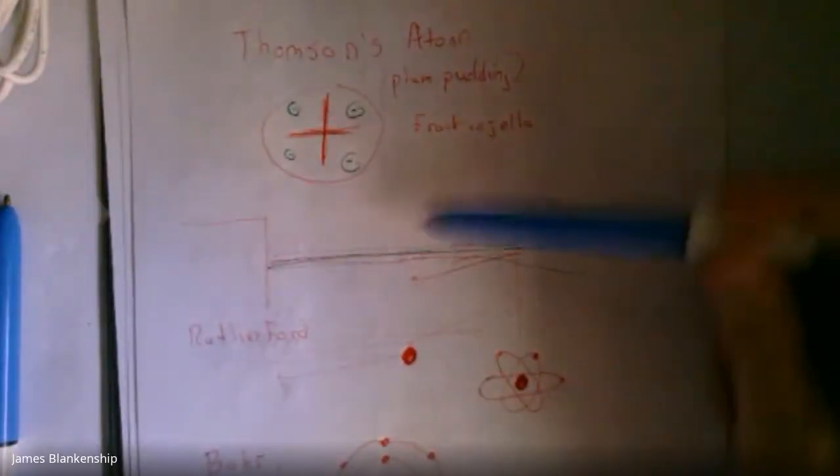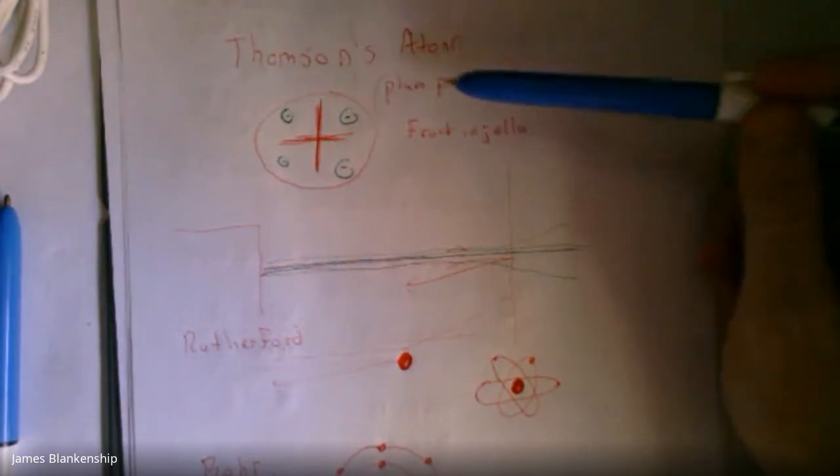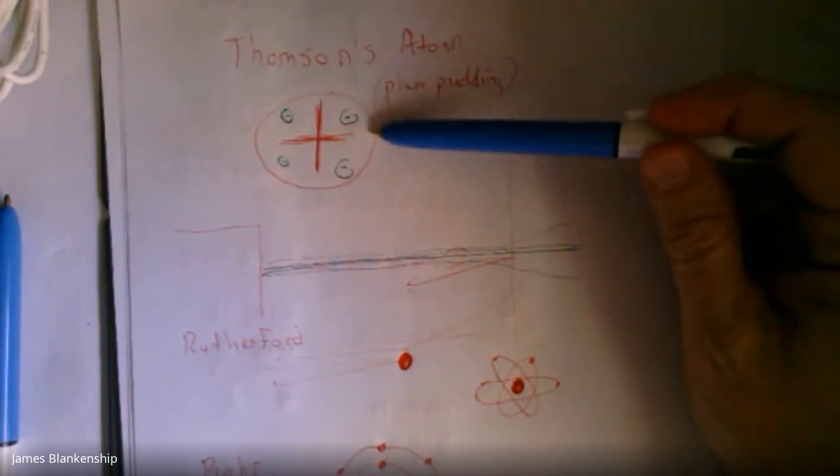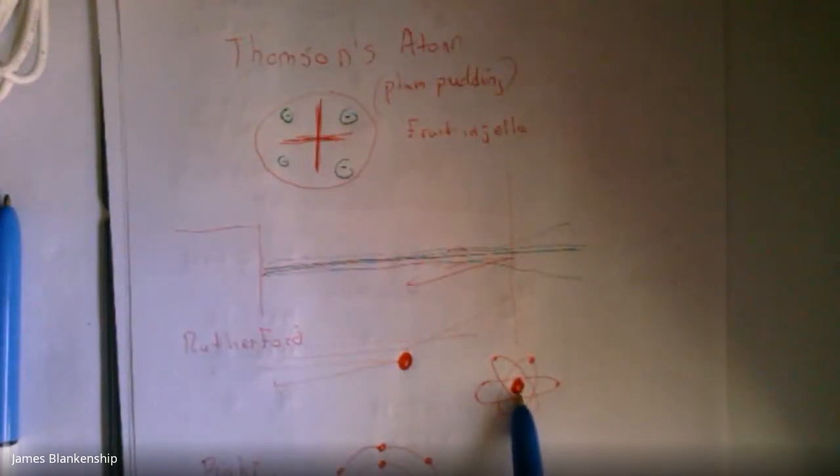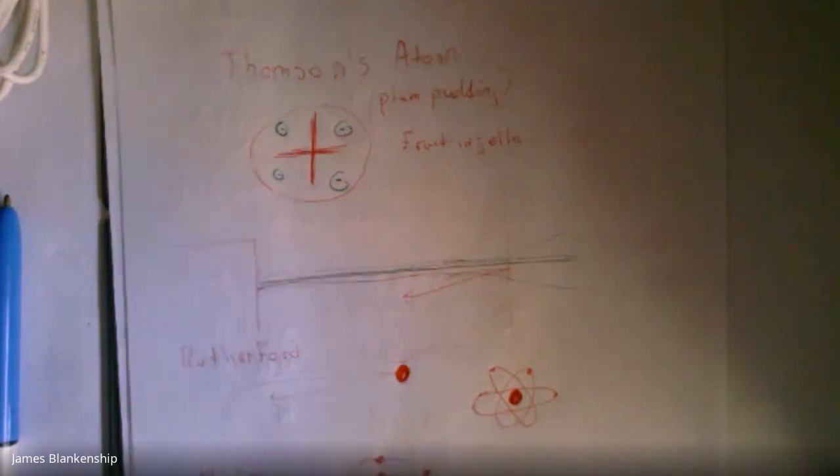Then we talked about Thomson's atom, which was the plum pudding or the fruit and jello idea that was incorrect because most of the atom is empty space. Rutherford gets that idea right, but then Bohr improves on it, realizing that electrons exist in specific energy levels or shells. And he's the one who comes up with the solar system idea.